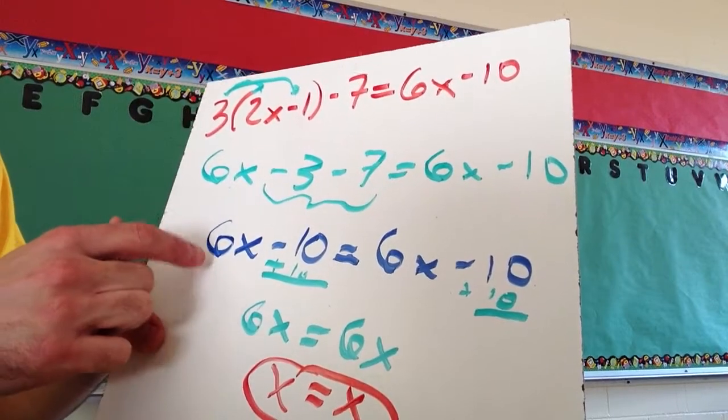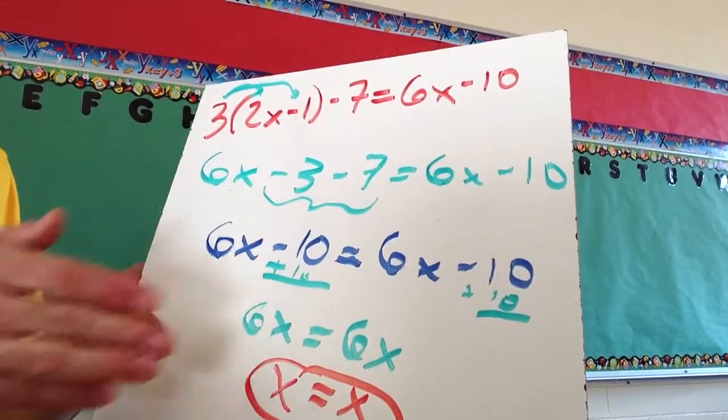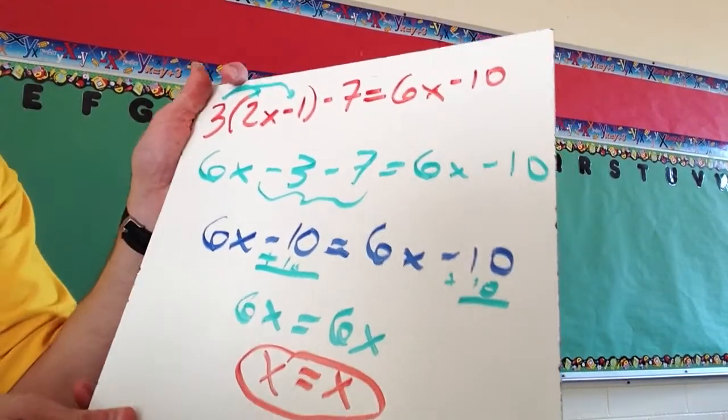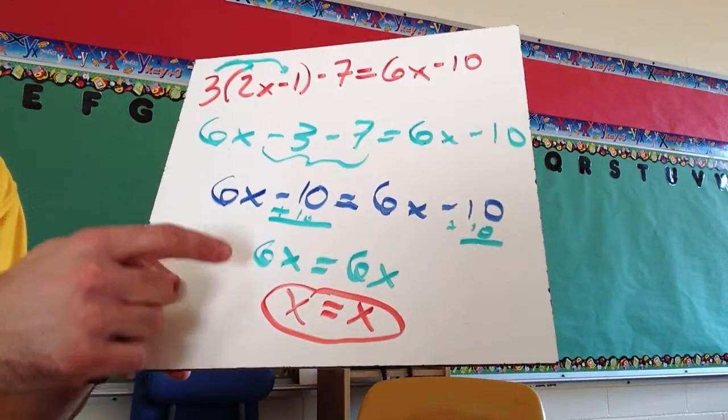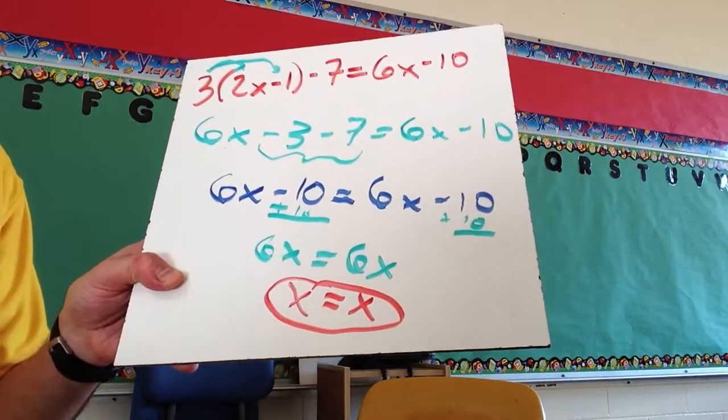And if you started up here and subtracted 6x, you would have ended up with negative 10 equals negative 10. No matter what happens at the end of this, you're going to have a statement that's true, right? A statement that will always be true.